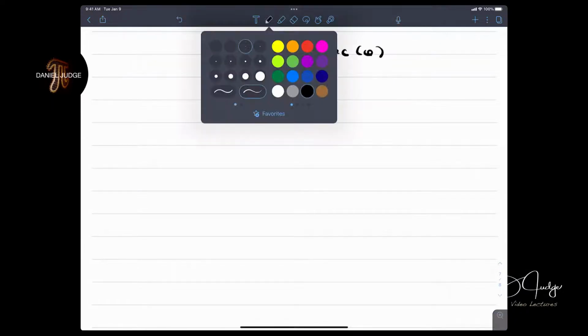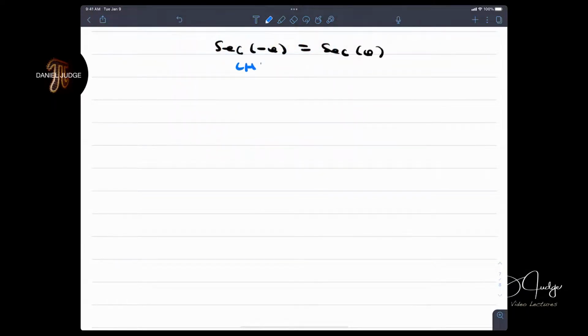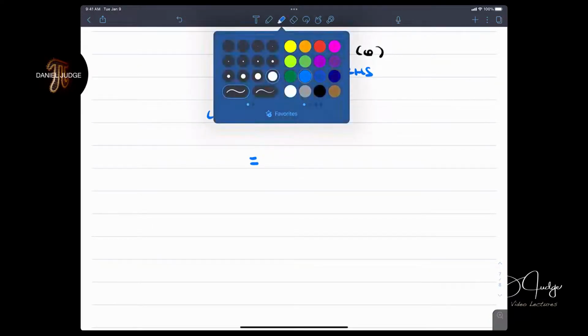Okay, so by chapter 7, left-hand side equals right-hand side. So you start with the left-hand side. You say the left-hand side equals secant of minus theta. Now, typically you start with what's called the more complicated side. And this is how we start with this. Secant of minus theta is on the left side. So we start here.